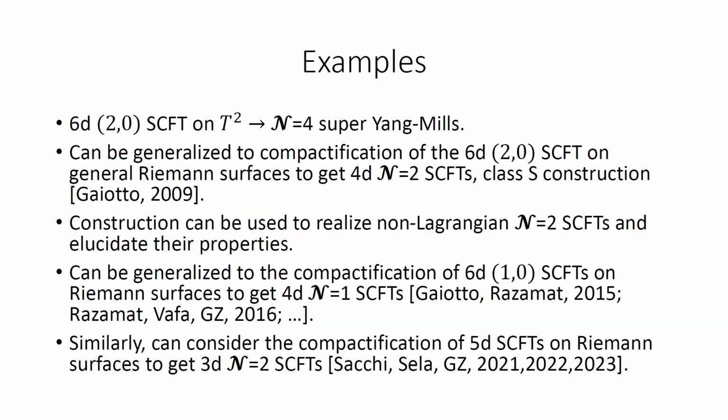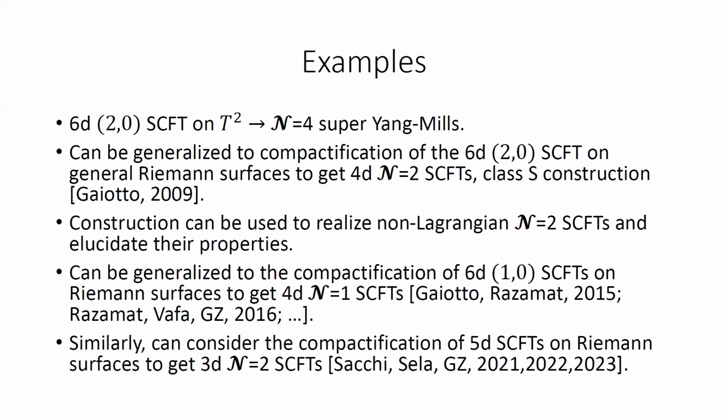You can also try to reduce the dimension in which you're working, and try instead of 6 dimensions to go to lower dimension. For instance, you can try to look at 5D SCFTs, reduce them on a Riemann surface to get 3D N=2 SCFTs. And this has also been explored in some of the references here. And again, similar phenomena observed in 4D can also be observed in this class. So we generalize in a very similar way.